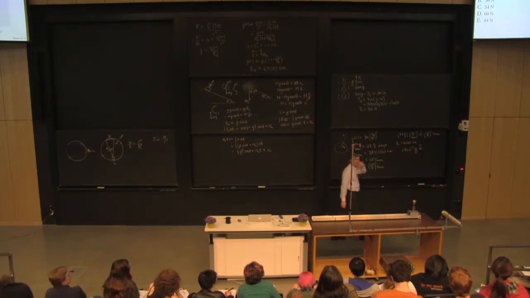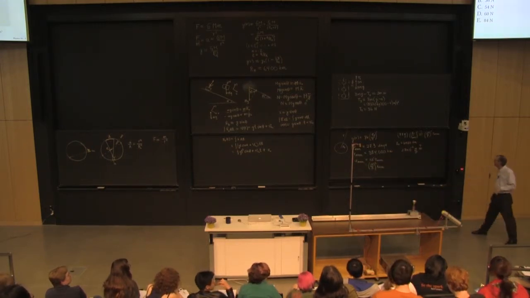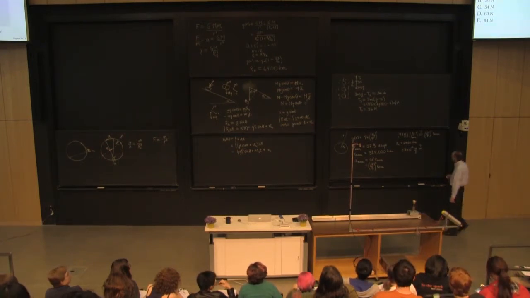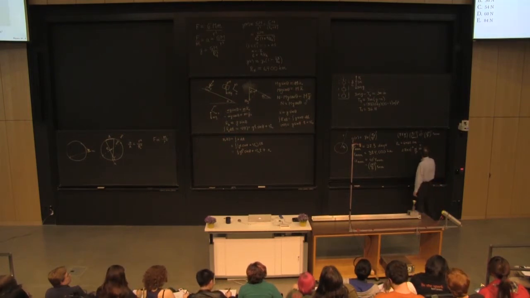Somebody got it? I get 2.72 times 10 to the negative 3. 2.7 times 10 to the negative 3 also. Oh, 2.7.